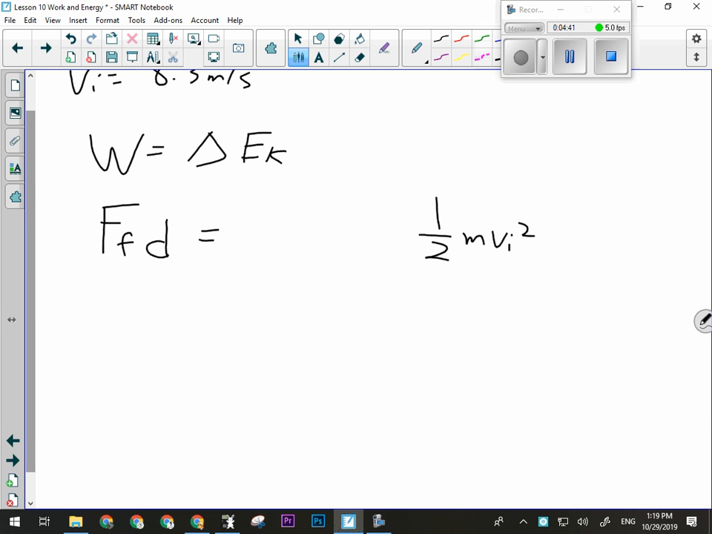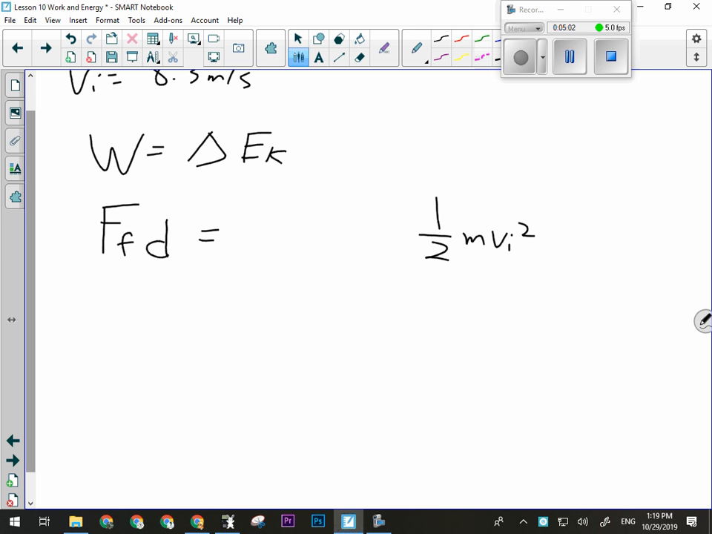Bigger, but not just bigger. Bigger in what way? Twice. Not just twice. Exponentially. If I double my speed, okay? So if V is 1, 1 squared is 1. But if V is 2, V squared is 4.